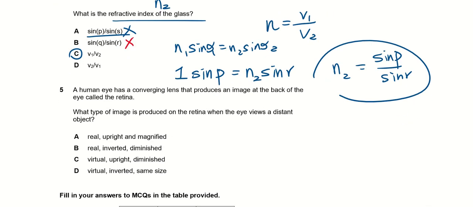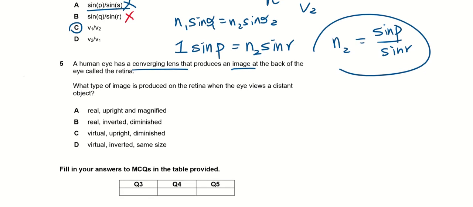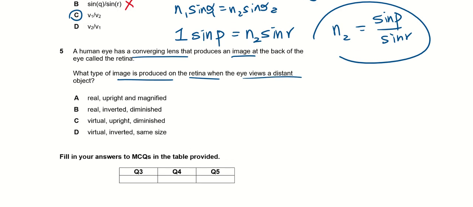Okay, question 5. A human eye has a converging lens that produces an image at the back of the eye. What type of image is produced on the retina when the eye views a distant object? If you look at the different cases of lenses, there are 6 cases. For the eye, it will produce an inverted, real, and diminished image.